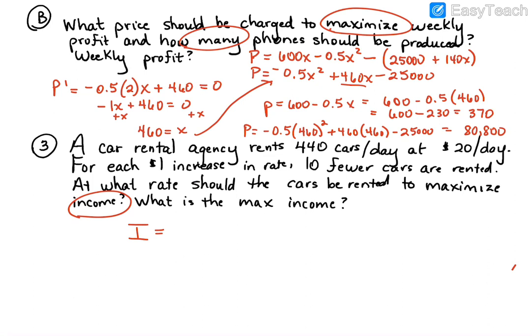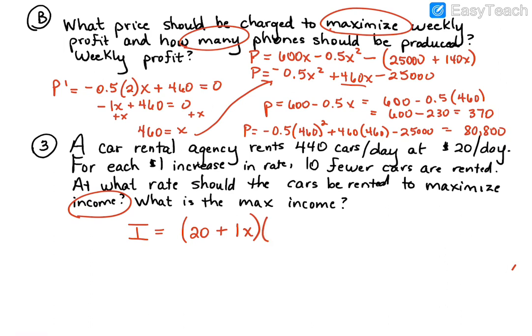All right, so let's look at price first. We know that $20 a day is what they're basing it on, and we're trying to look at how many dollar increases are going to result in fewer cars being rented. So we're going to say X is the number of dollar increases. So that would be a variable expression for your rate.